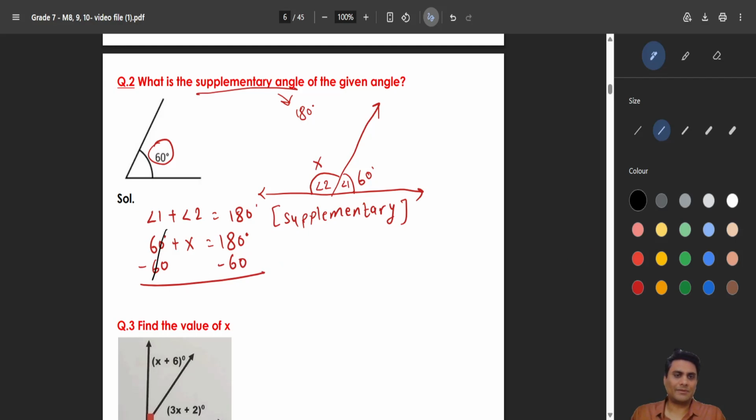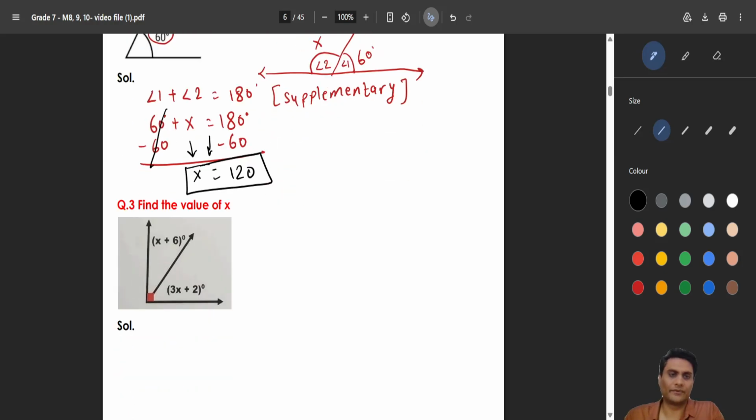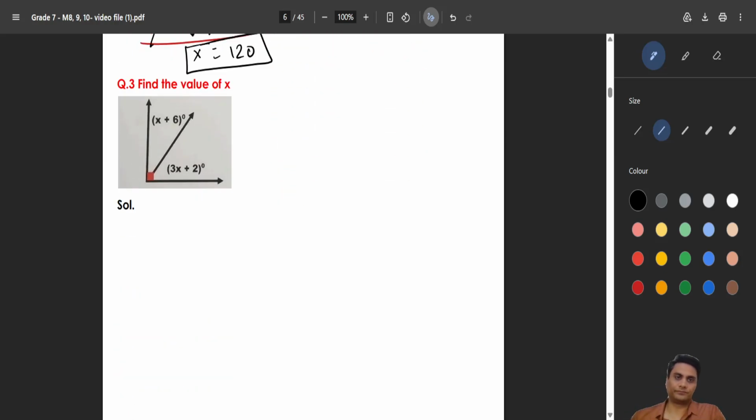Now 60 minus 60 is 0. What do I have here? X. Then equal 180 minus 60, 120. So the answer is 120 degrees. The supplementary angle of 60 degrees is 120 degrees. Next one.